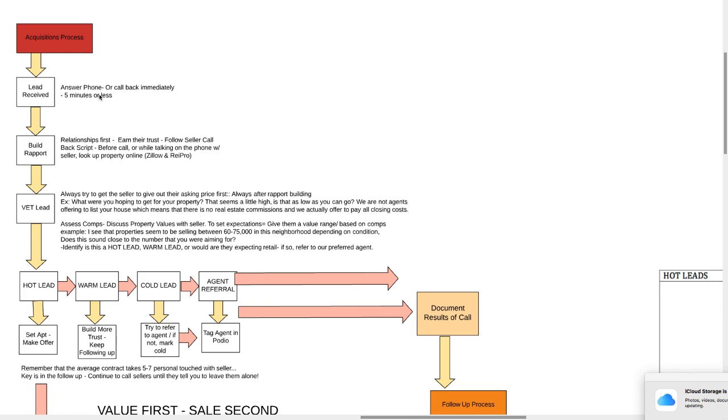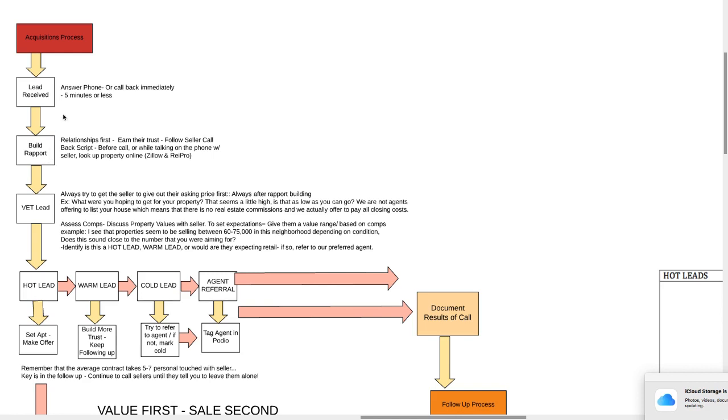So after we get that initial touch, when the lead's received, step 2 is going to be building rapport. Relationships first. Our goal is to earn their trust. In order to do so, we need to be able to relate to them. We need to talk them through first, personal life, build the relationship before talking about the situation, before diving into motivation or price. Relationships always come first. That's the first key in negotiating, right?